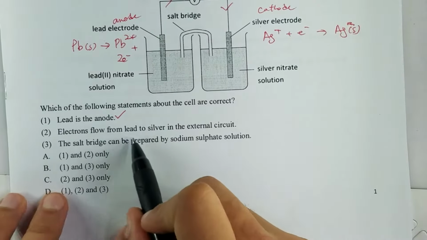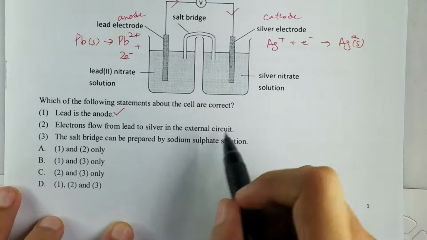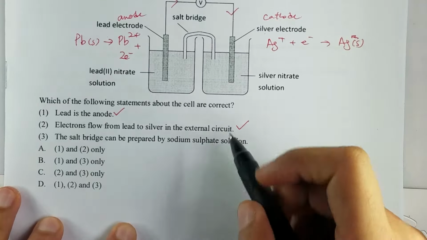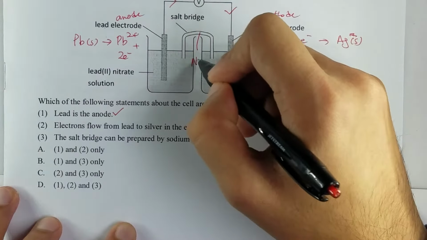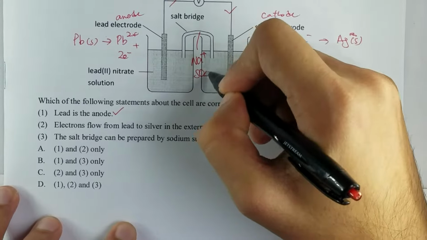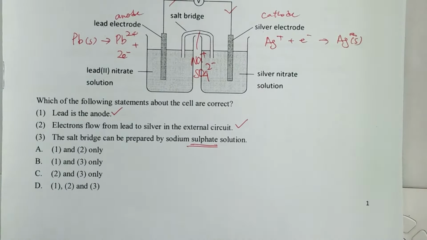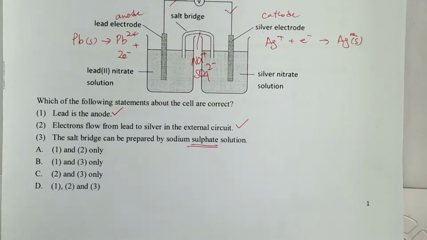Next, electrons flow from lead to silver in the external circuit. Yes, correct. Salt bridge can be prepared by sodium sulfate. Now here you have to be extra careful. The reason is we have a sulfate here. Sulfate ions tend to react with cations. Sometimes they will form a precipitate. So we have to check whether any precipitation will be formed.